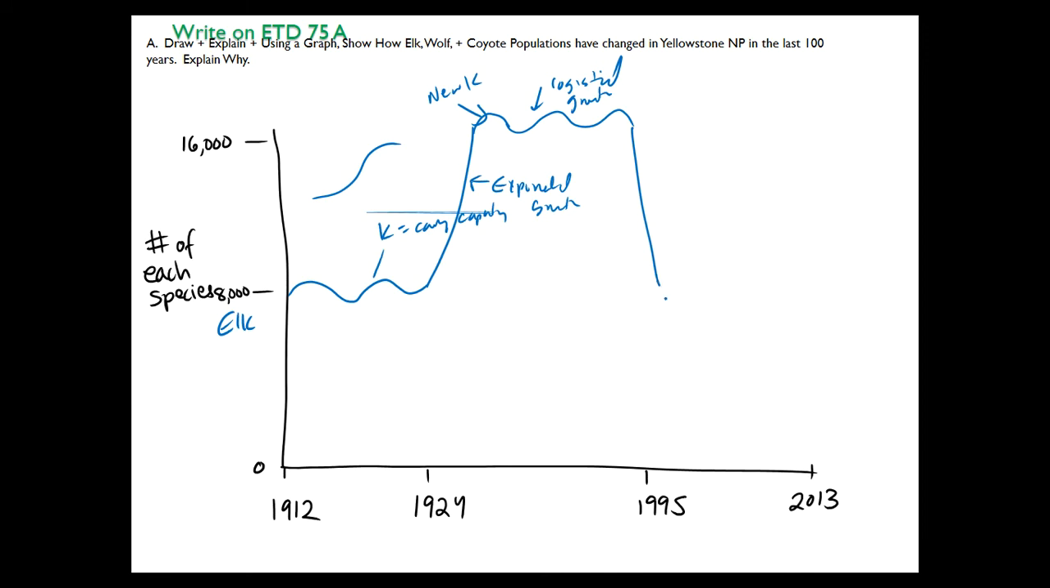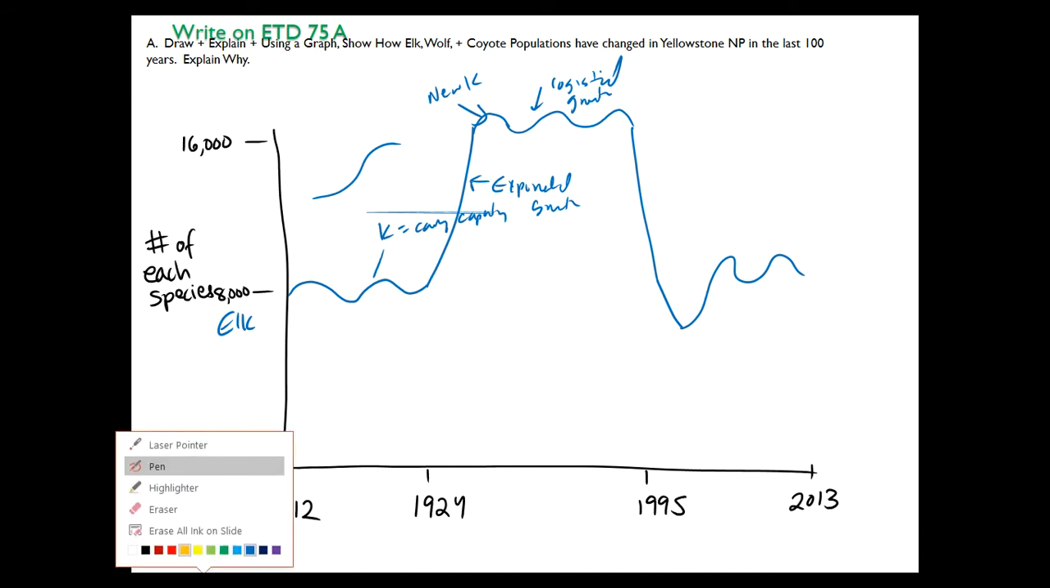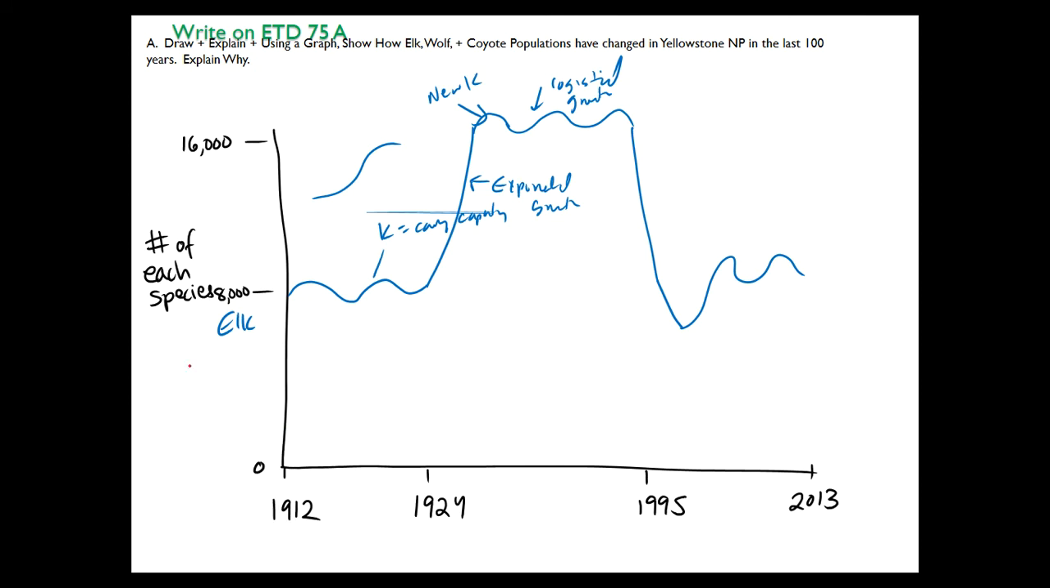It dipped lower than it had ever been, and then it came back up and it reached a new carrying capacity. Now, if you can think ahead, you can probably figure out that that probably has something to do with predators. And the major predator, I'm going to use red, for elk in Yellowstone is the wolf.